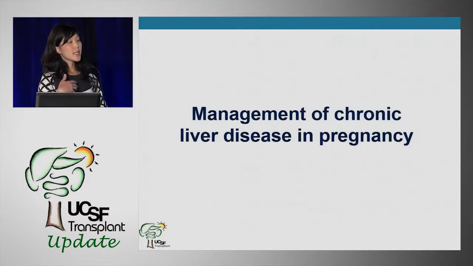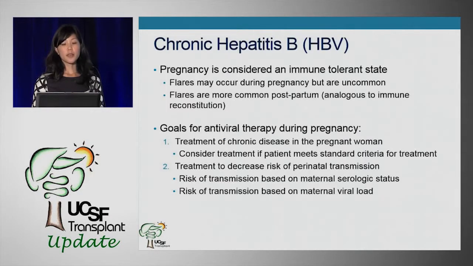So, of course, women with abnormal liver tests in pregnancy can have, and more commonly have, an underlying liver disease that needs to be managed during pregnancy. The most common pregnancy-related liver disease that I have managed in my practice has been the pregnant woman with chronic hepatitis B. With respect to chronic hepatitis B, pregnancy is considered to be an immune-tolerant state.